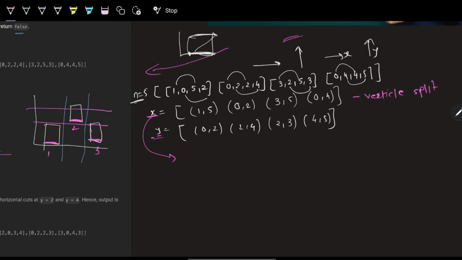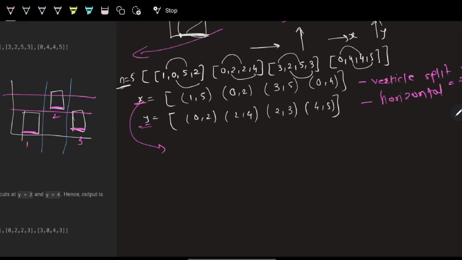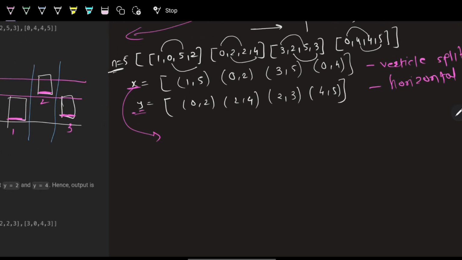Correct. And when I'm checking for the y, I'm checking for the horizontal, and any of them should return me at least 3 regions. If this is returning me 3, it's fine. If this is returning me 3, it's fine. I will return true, else I will return false. Any of them would work. So this is my x interval.